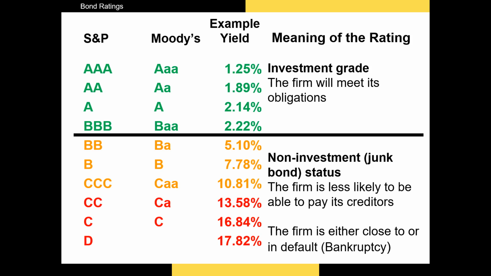Now, one important fact that I should note is that most institutional investors, like banks or mutual funds, are not allowed to invest in these junk bonds, these bonds below this black line. So the lack of demand for these bonds drives up the interest rate. And once we get into the C and D ratings, the yield usually jumps up well beyond 10%. In some cases, it could be 20% or higher.